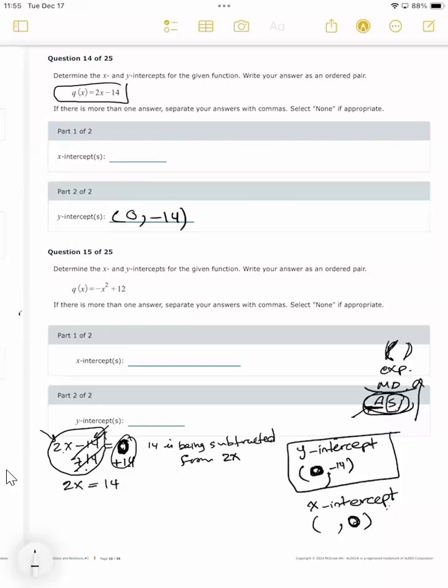Next, I have to go one step up. With respect to x, I have a multiplication here. I have 2 times x, 2 multiplied by x. And opposite of multiplication is division. So what do I divide with? I divide with this guy, 2.